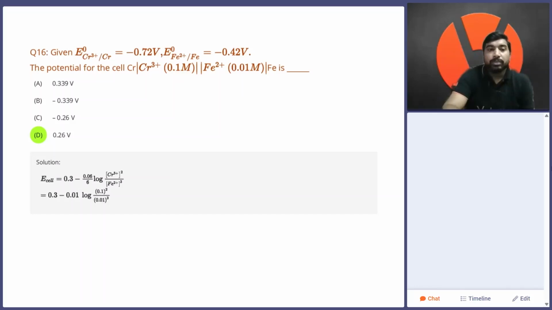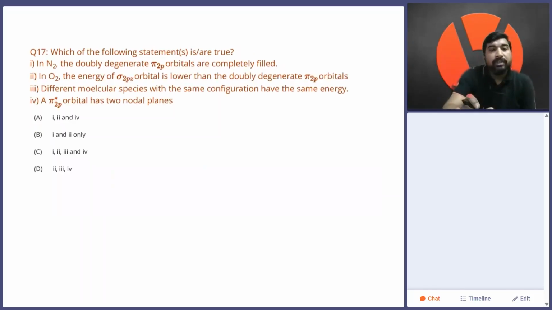So that was question number 16. We just need to discuss question number 17. In question number 17, which of the following statements are true? Statement 1: in N2, the doubly degenerate pi 2p orbitals are completely filled.